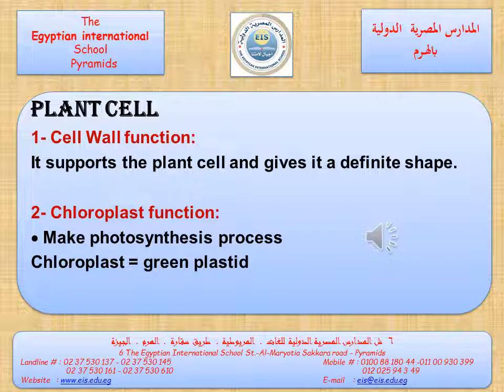So what will we do now? We will see the cell. What are the components of a cell? What is inside the cell? A plant cell contains 6 components. The first component of the plant cell is the cell wall. What is the function of the cell wall? It supports the plant cell and gives it a definite shape.